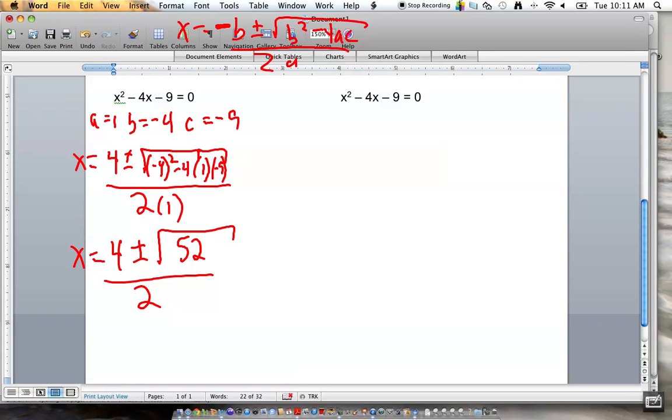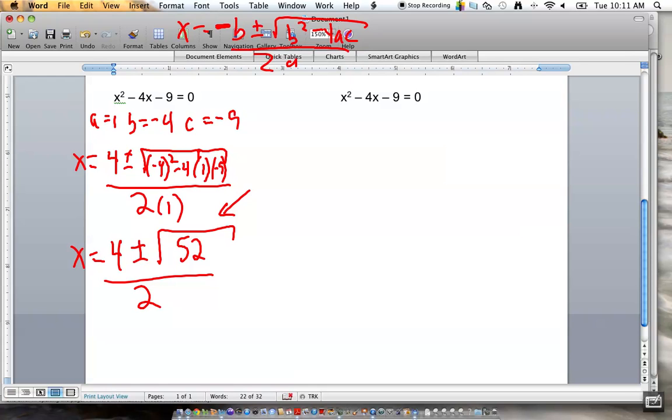It is possible to simplify this square root of 52. However, we have not learned the technique for simplifying radicals. We'll learn it later in the year, come back to it, and we'll review this when we learn that technique for simplifying radicals. But for now, that is good enough.